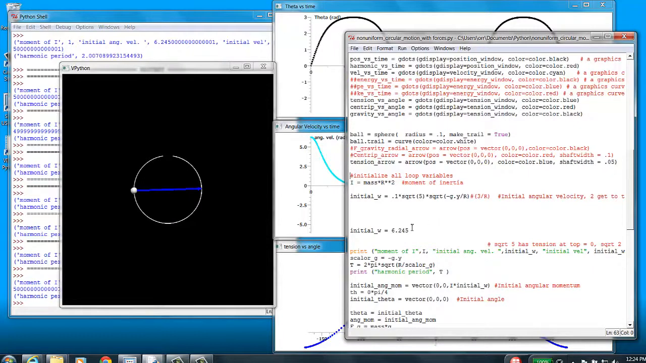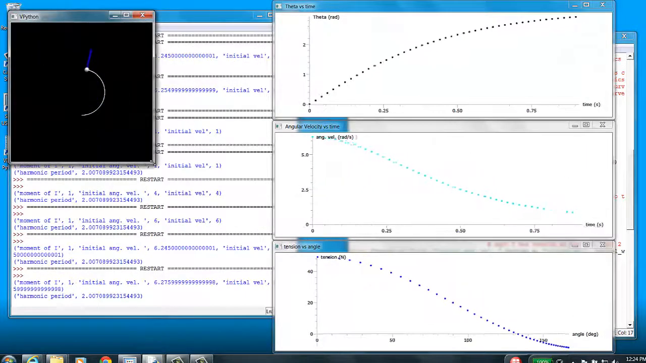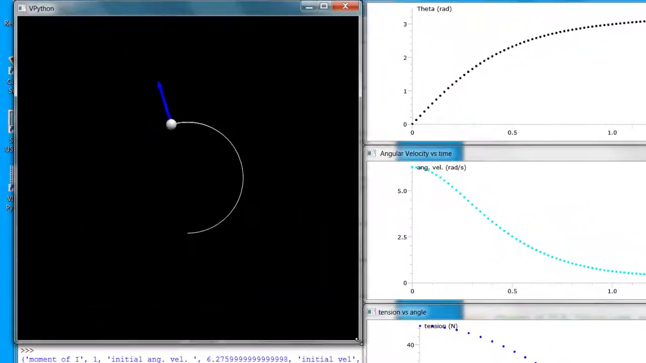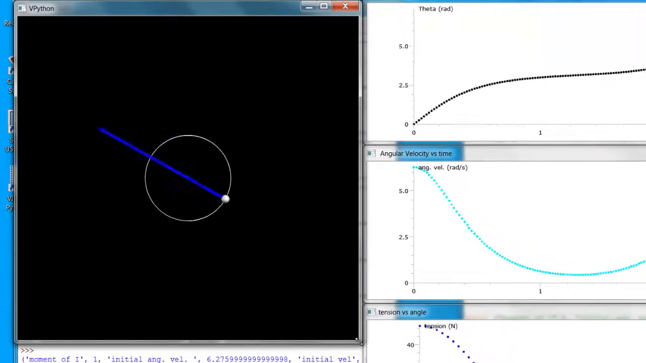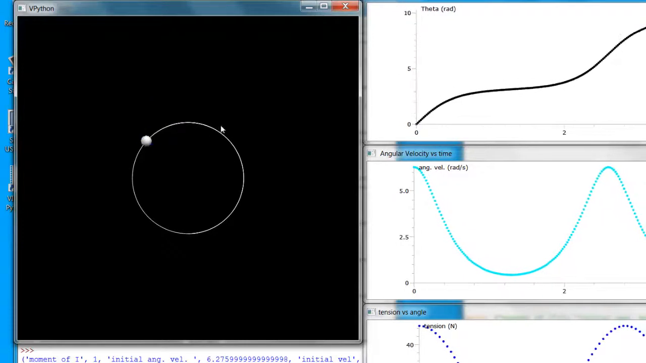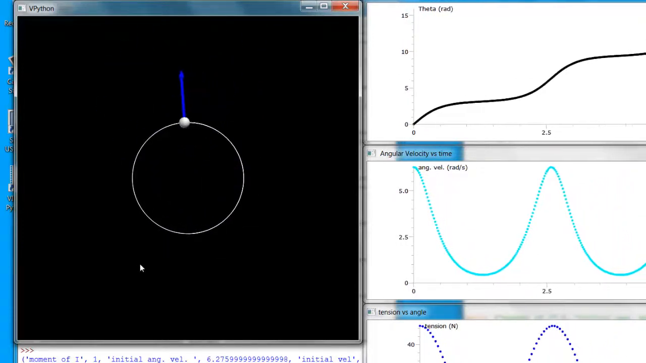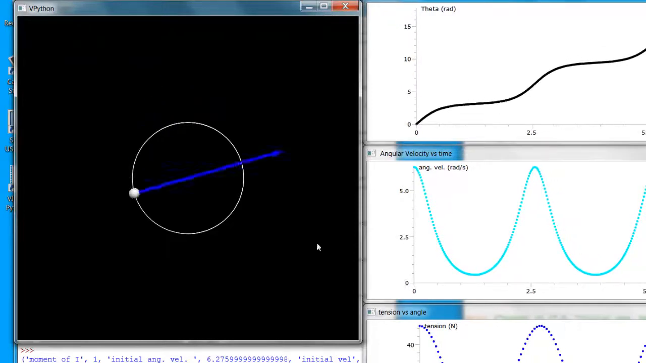But let's increase this initial angular velocity by 1%, so 6.276. Run it again, and now what you see is the ball just makes it over the top and goes around. It still has the negative tension as it's going over the top, so this could only be done with a stick, not with a rope, but it makes it over.